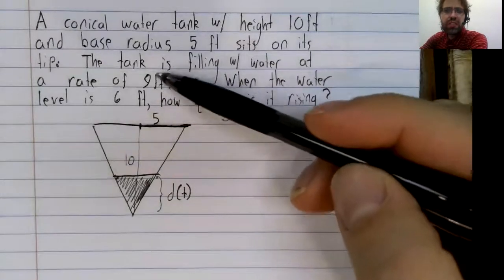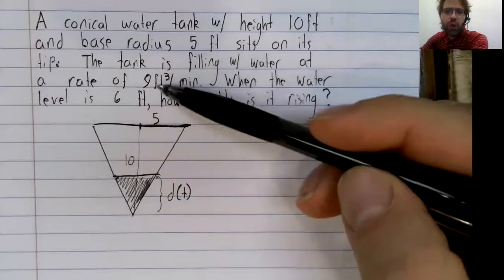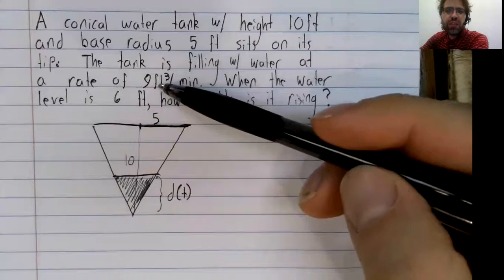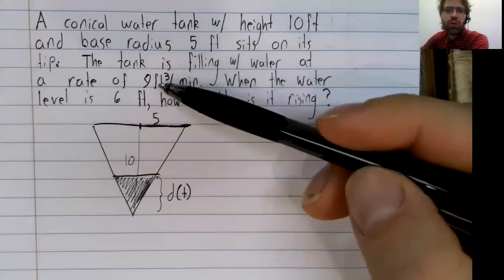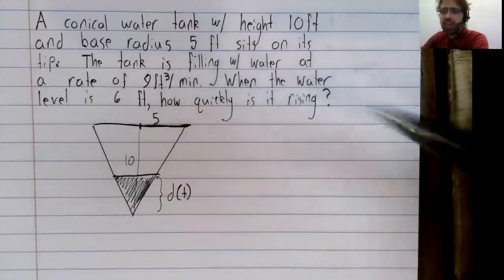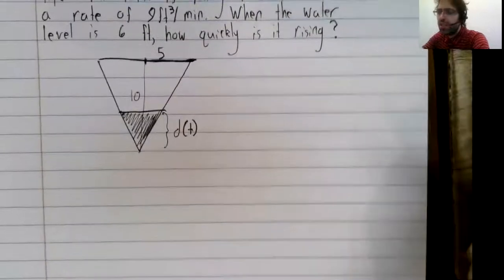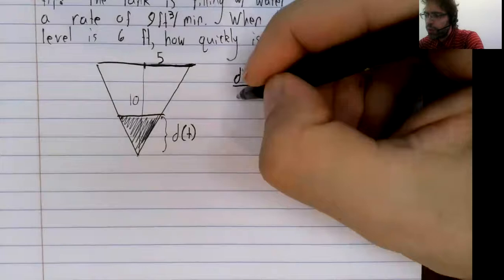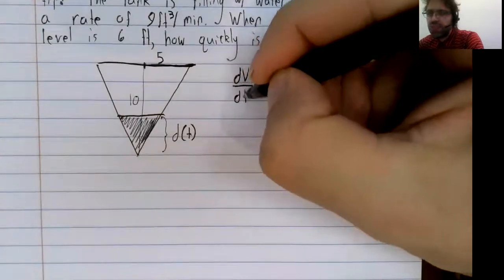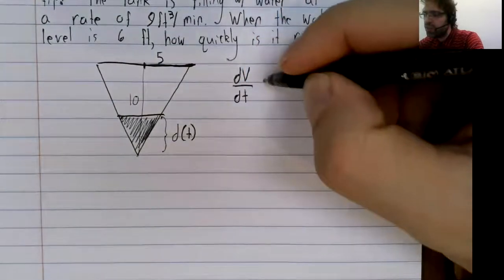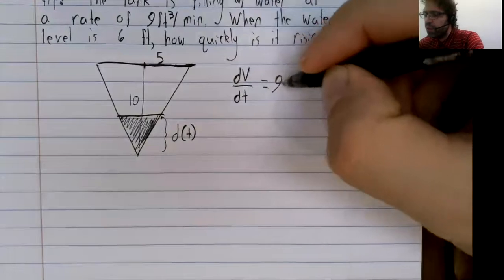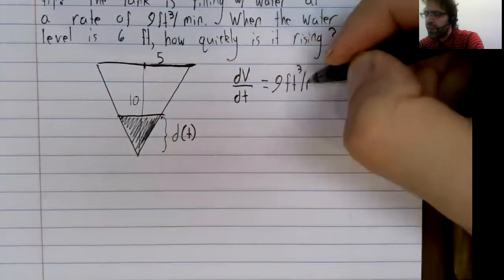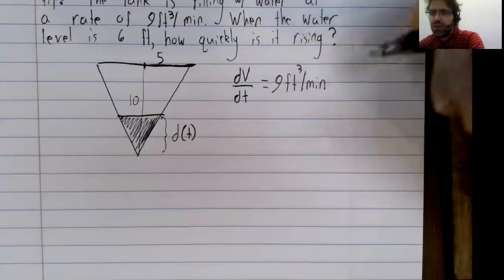Cubic feet is a measure of volume. So this is telling you how the volume of the water in the tank is changing. Water is being pumped into this tank at a constant rate of 9 cubic feet per minute.